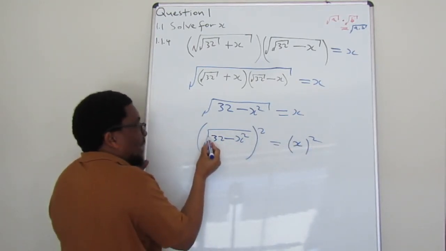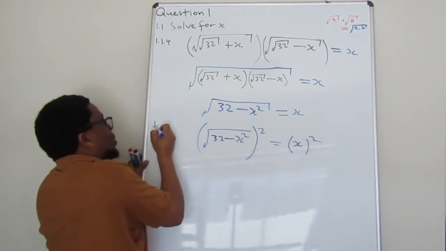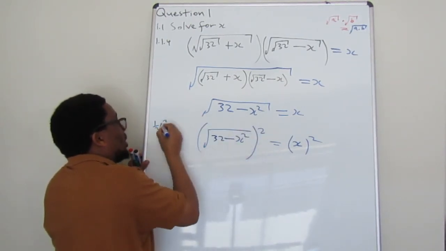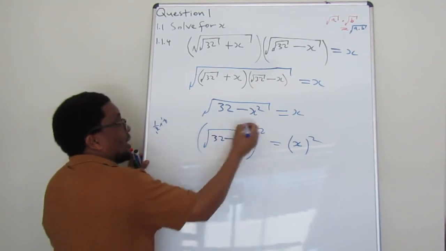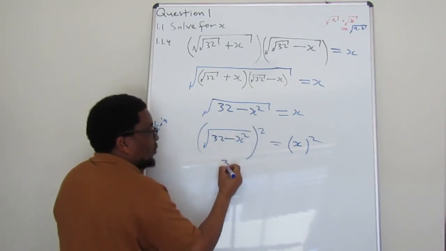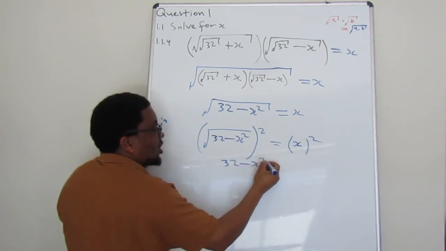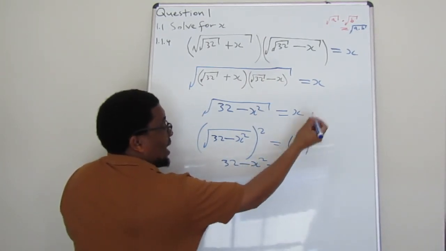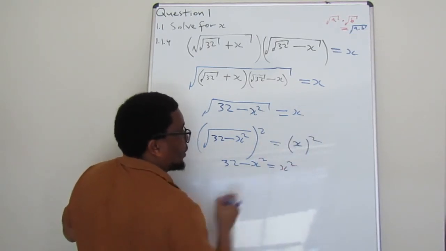Then remember, a square root is the same as saying 1 over 2. 1 over 2 multiplied by what outside there? 2. So 2 goes once, 2 goes once. Then I'm left here with what? 1. Then I no longer have the sign. Then I am left with 32 minus x squared, which is equal to x times x, which is x squared. Do you see me there now?